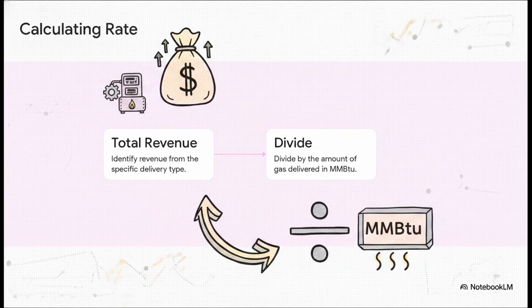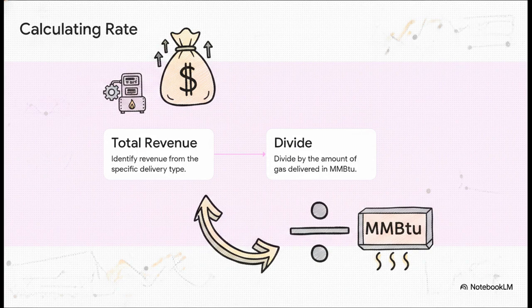Okay, so here's the crucial point. How do they actually calculate the rate? It's highly standardized. To get the average retail rate, utilities take the total revenue directly tied to the gas delivered, and they divide it by the total volume delivered. But wait, they don't use gallons or cubic feet. They measure this in MMBtu. That's million British thermal units. Doing it this way creates this perfect, uniform baseline, so investors and regulators can instantly compare apples to apples across the whole industry.